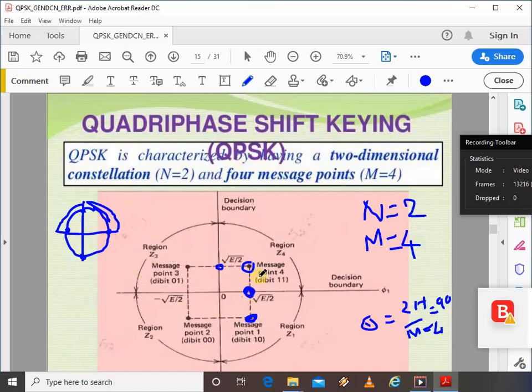Once you show the message points like this, the next important thing is the decision boundary. Here one decision boundary passes through the origin, and the second decision boundary also passes through the origin. Therefore, the total signal space is divided into 4 different regions. Region Z1 belongs to dibit 10. Whenever we transmit dibit 10, if it falls in region Z1, the decision will be taken in favor of 10. Suppose we transmit dibit 01 and it falls in region Z3, the receiver takes the decision in favor of dibit 01. This is how the total signal space is divided into 4 different regions.